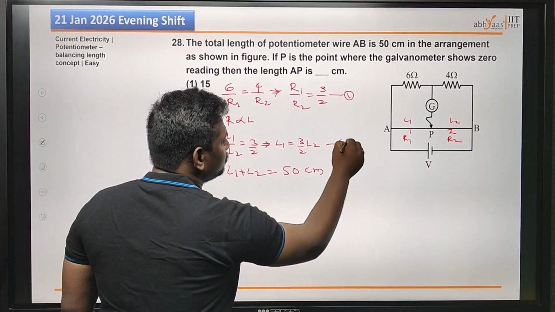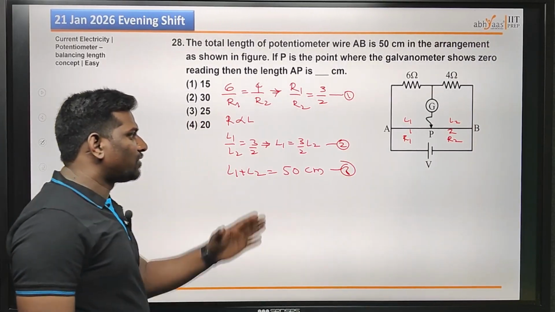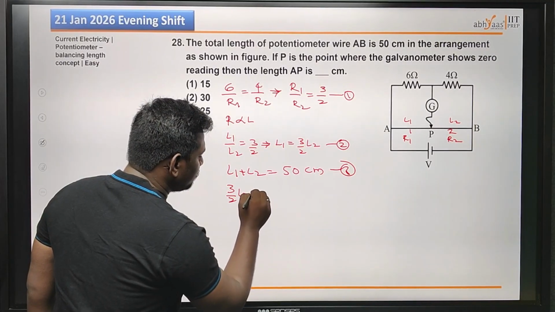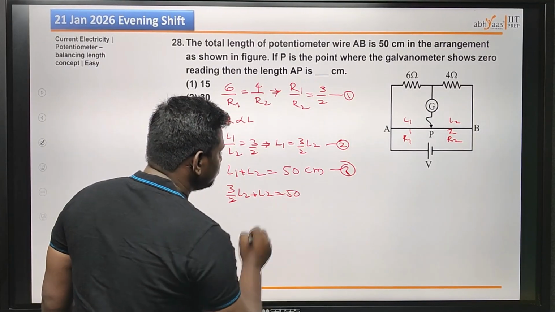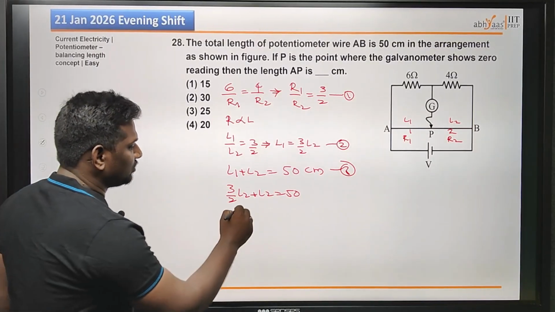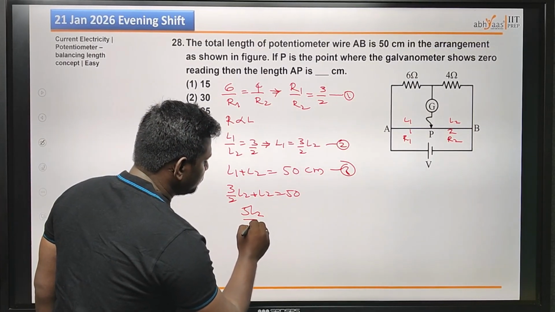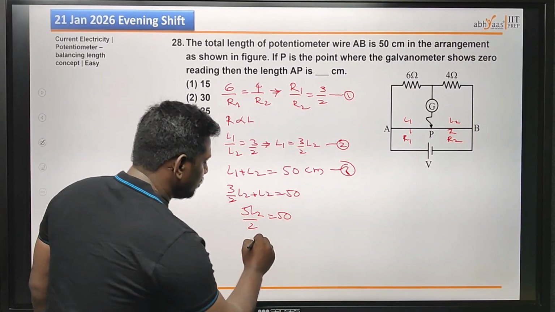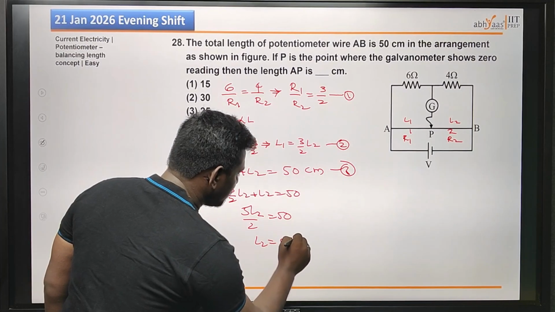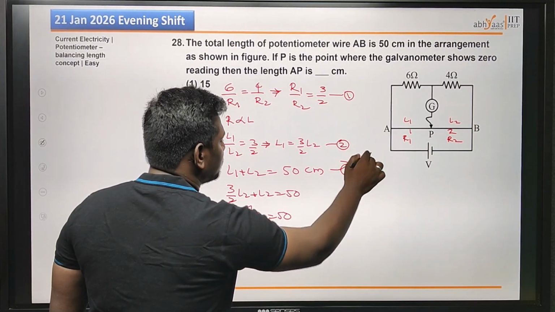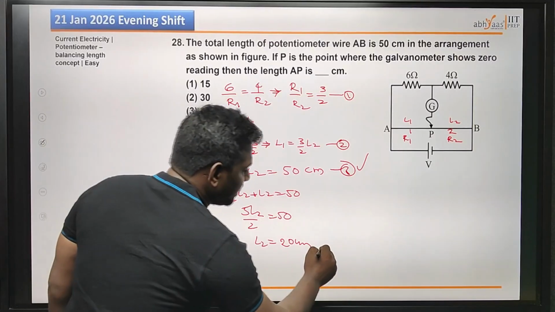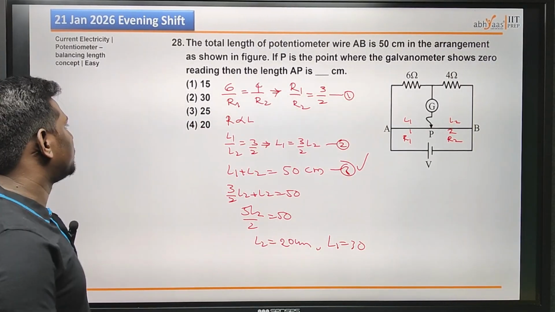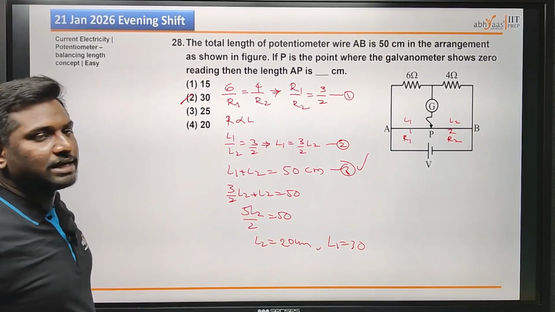This is equation 2, this is 3. So from 2 and 3, I am writing 3 by 2 times L2 plus L2 equals 50. So 5L2 by 2 equals 50. So L2 equals 20 centimeters. From this equation, you can simply write L1 equals 30 centimeters. L1 equals 30 centimeters. This is your correct answer.